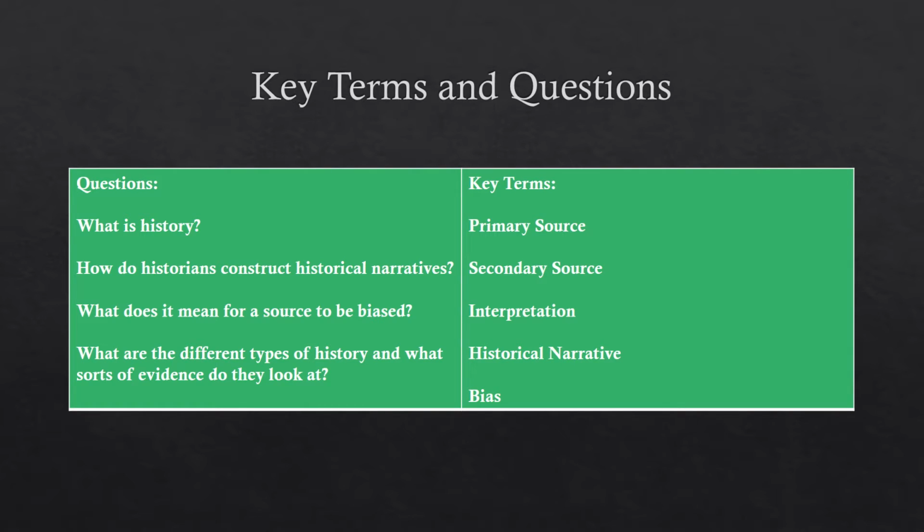In this video, you are going to learn about a couple key terms like primary source, secondary source, interpretation, historical narrative, and bias. And we're also going to be asking some key questions that we're going to talk about more in class tomorrow. Stuff like, what is history? How do historians construct historical narratives? What does it mean for a source to be biased? And what are the different types of history and what sorts of evidence do they look at? So that's the stuff we're going to be talking about in this video.